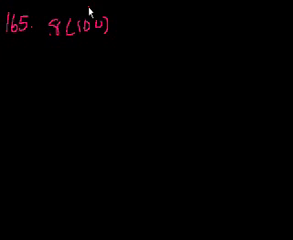Problem 165. I'll switch colors. 165. During a certain season, a team won 80% of its first 100 games, and 50% of the remaining games. If the team won 70% of its games for the entire season, so they won 70% of the total, what was the total number of games that the team played?